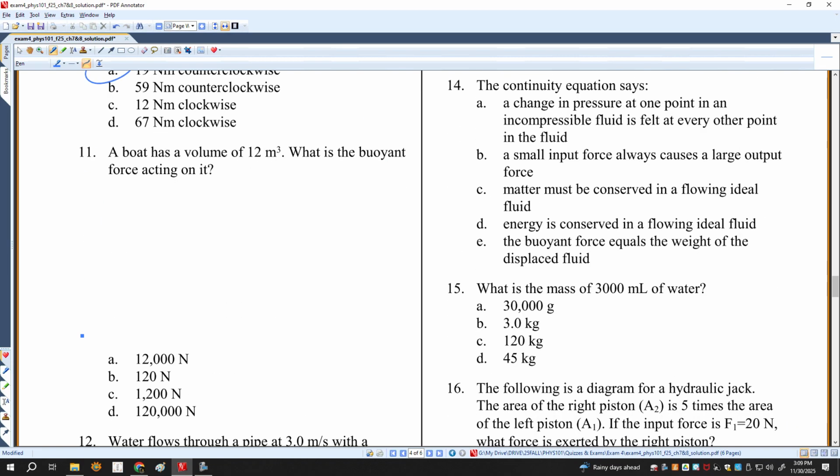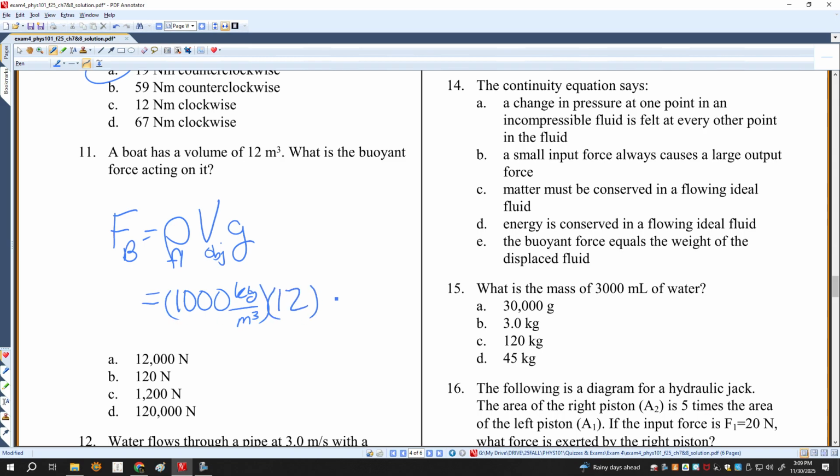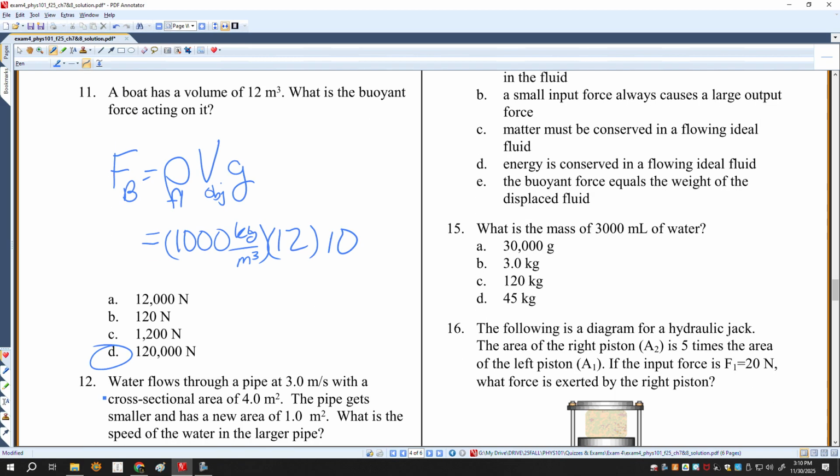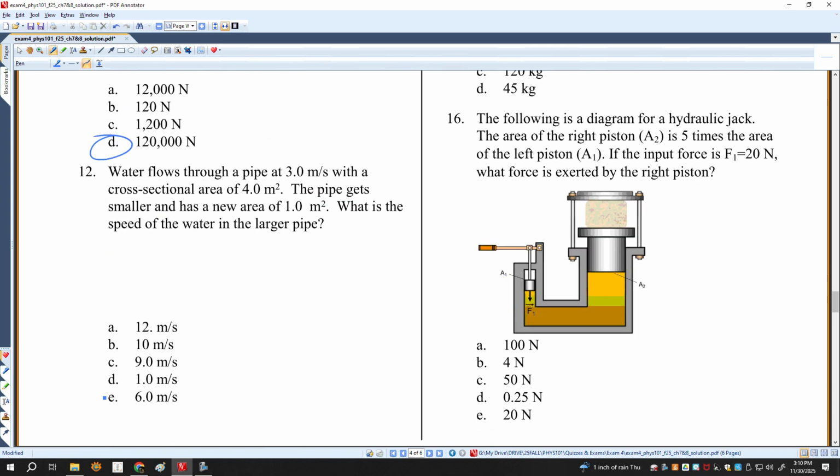Here I have this boat with a certain volume. What is the buoyant force acting on it? Assuming it's in water, which I think most boats are, floating in water. The buoyant force is equal to the density times the volume times g. This is a relatively straightforward application of Archimedes' principle. Remember, this is the volume of the object. This is the density of the fluid. So that would be 1,000 kilograms per cubic meter times the volume of the object, which is 12, times g, which is 10: 120,000. So for a medium to large-sized boat, the buoyant force is quite large.